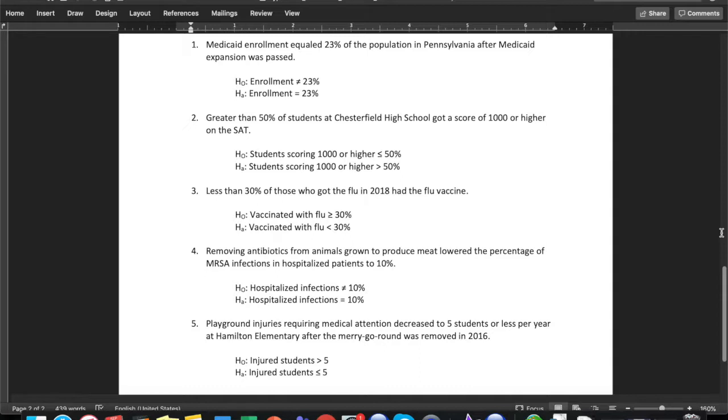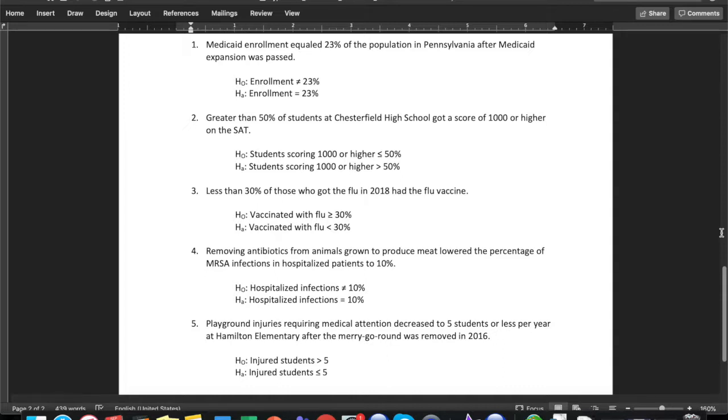Less than 30% of those who got the flu in 2018 had the flu vaccination. So you would be testing, of those who got the flu in 2018, how many of them had the vaccine. So vaccinated with flu would be greater than or equal to 30% as the null, and we would be looking to see if it was less than 30%.